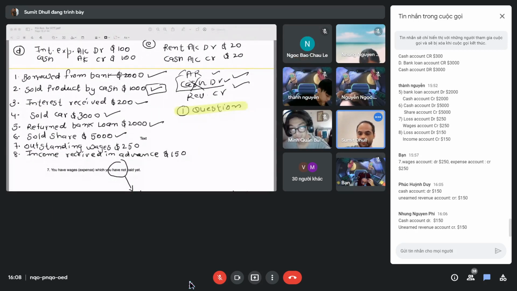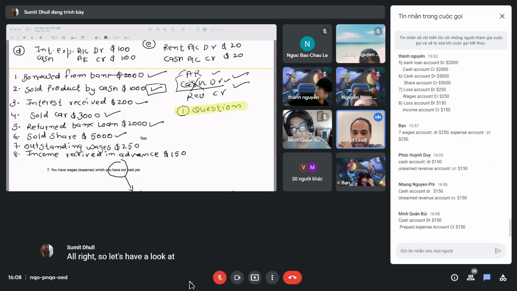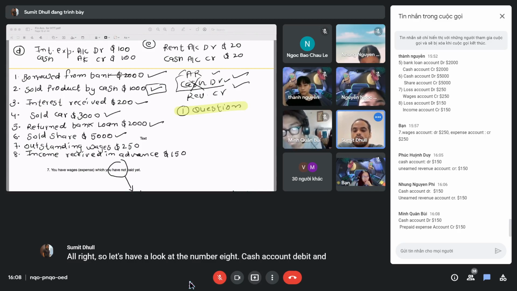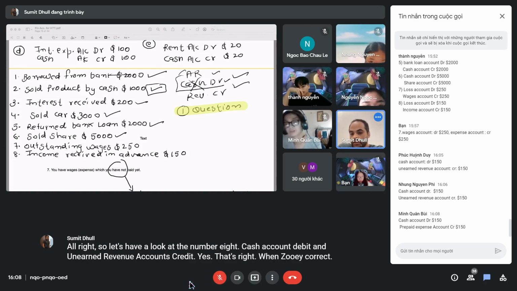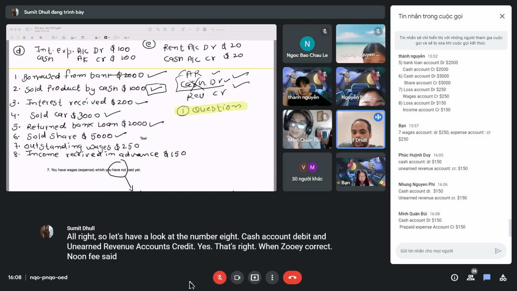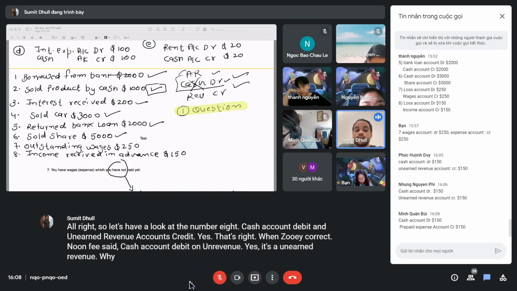All right, so let's have a look at number 8. Cash account debit and unearned revenue account credit. Yes, that's right. Huin Zui, correct. Nguyen Phi said cash account debit, unearned revenue. Yes, it's unearned revenue. Why unearned revenue? Because you received income in advance.